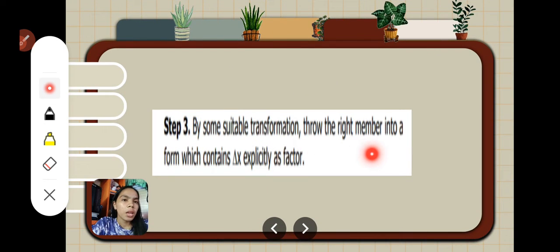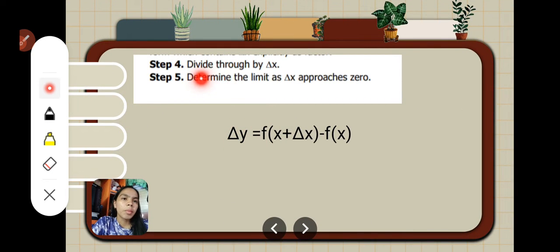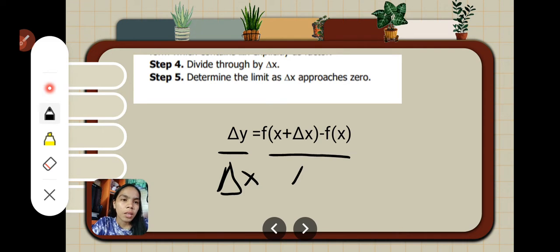Next is step 3. By some suitable transformation, throw the right member into a form which contains delta x explicitly as a factor. And then for step 4, divide both sides by delta x. So this will be the equation.